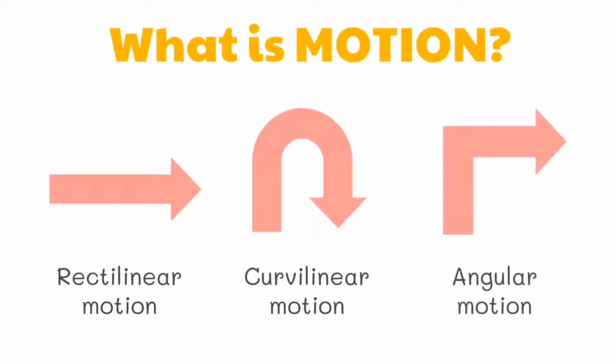How else can motion be defined? What quantities are used to describe distance covered and the speed of a moving object taking any of the paths mentioned? We will find an answer as we go along in this video.